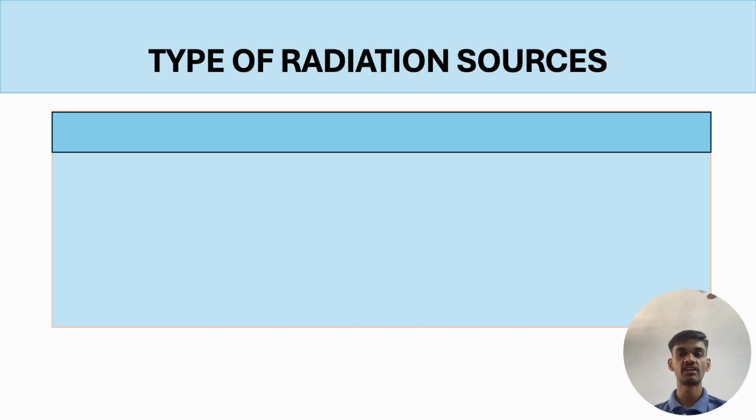Now I will discuss the types of radiation source. So there are two types of X-ray radiation source.